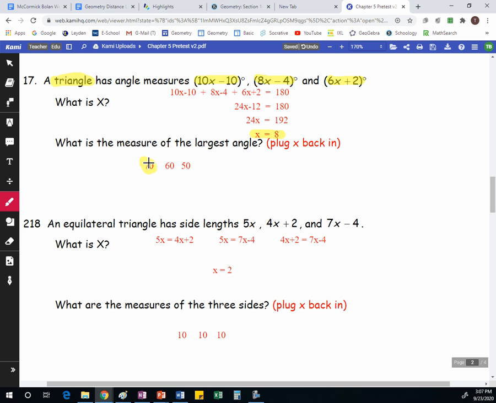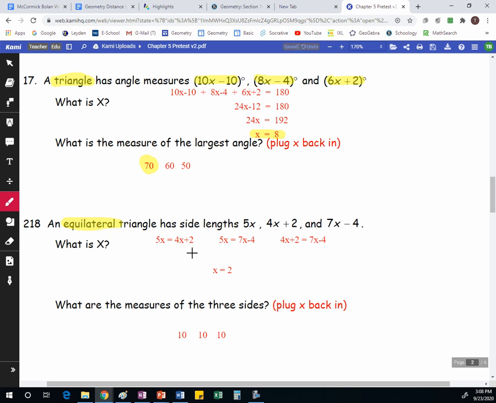For problem 18, it says the triangle is equilateral. That means all the sides are the same. Here one side is 5x, one side is 4x plus 2, and one side is 7x minus 4. But if it's equilateral, they're all the same. So basically, you can set any two of these equal to each other, and you'll get the same answer. You could say 5x equals 4x plus 2. You'll get x equals 2. Or 5x equals 7x minus 4, you get x equals 2. Or 4x plus 2 equals 7x minus 4, you get x equals 2. No matter which two you set equal to each other, you get the same value of x.